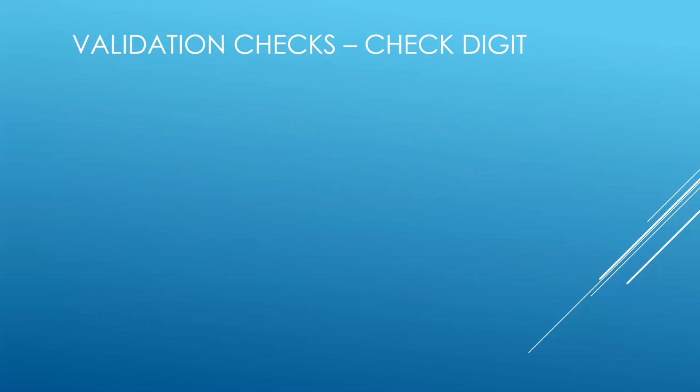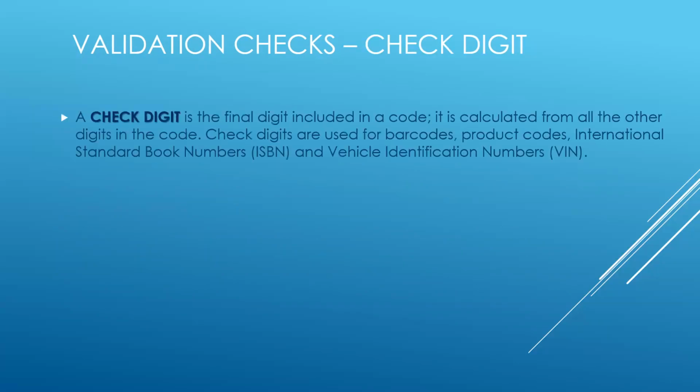And lastly, there's the check digit. And what is a check digit? We must have seen the check digit in our project course. It is the final digit included in a code. It is calculated from all the other digits in the code. They are used for barcodes, product codes, International Standard Book Numbers, which is ISBN, and vehicle identification numbers.